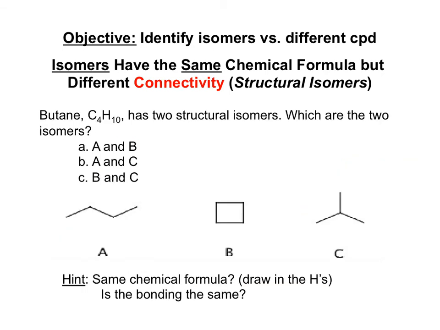Butane is a common 4-carbon alkane. Stop the video and identify the 2 isomers of butane. And the answer is, A is called n-butane, C is called isobutane. That's the butane used in lighters. Structure B is C4H8, so that would be a different compound than butane.